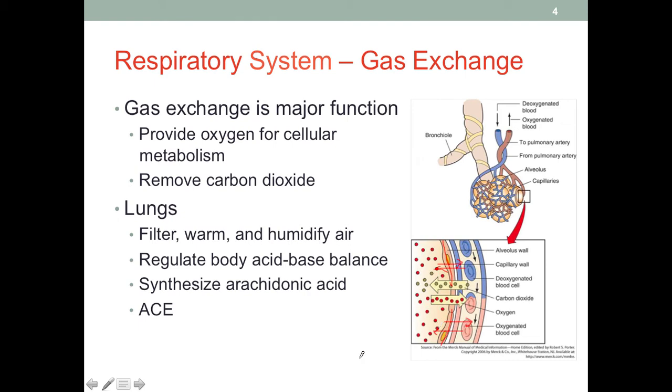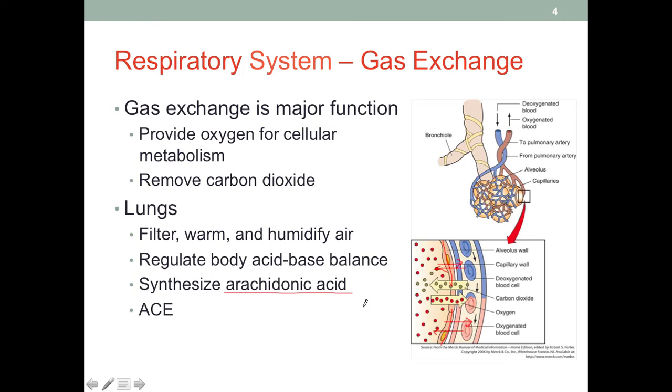Our lungs can also synthesize arachidonic acid, or AA. This is one of the omega-6 fatty acids that has 20 carbons in total, with the first double bond being on the 6th carbon. Arachidonic acid serves as a precursor for many bioactive compounds in our system, and many of these serve as inflammation mediators. For example, prostaglandins, leukotrienes, thromboxane, all of these can come from arachidonic acid as a precursor.